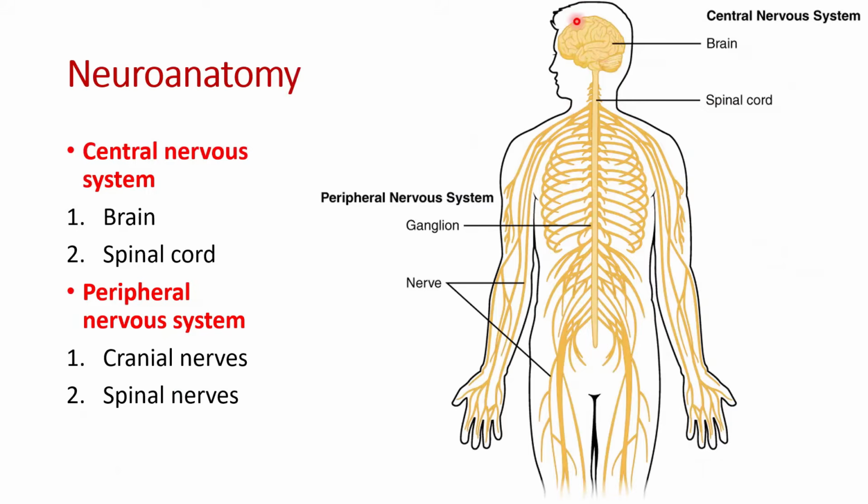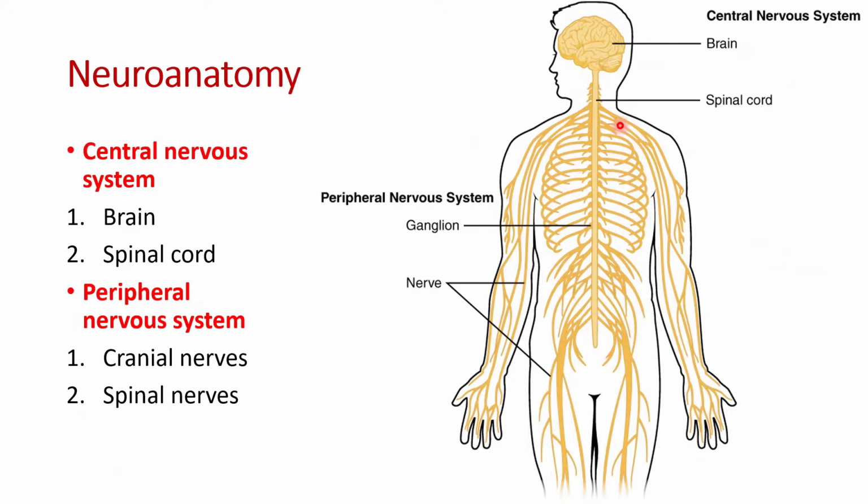So the central nervous system comprises of the brain, which, as we'll see later, will contain various parts, but majorly the brain and the spinal cord. They form the central nervous system. While the peripheral nervous system is formed by cranial nerves, which come from the brain, especially the brainstem part of the brain, and the spinal nerves, which, just from the word, come from the spinal cord.